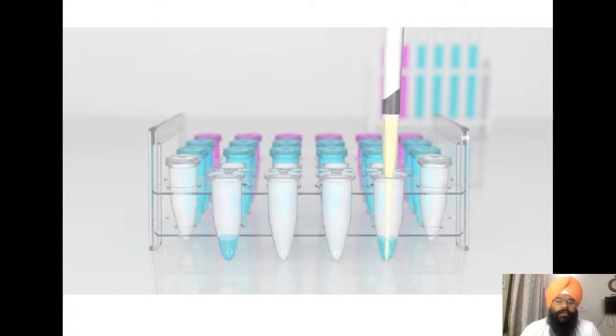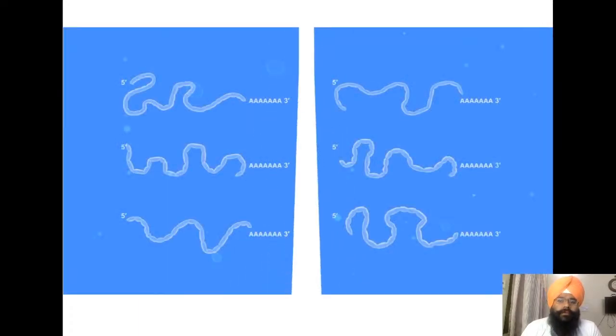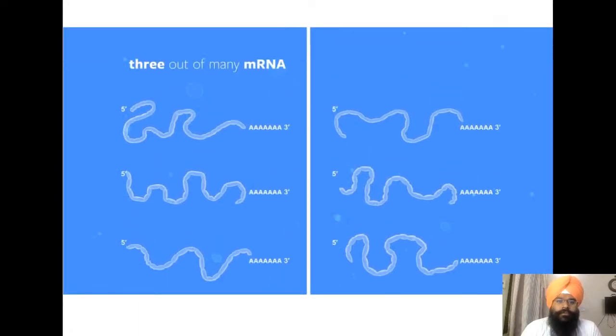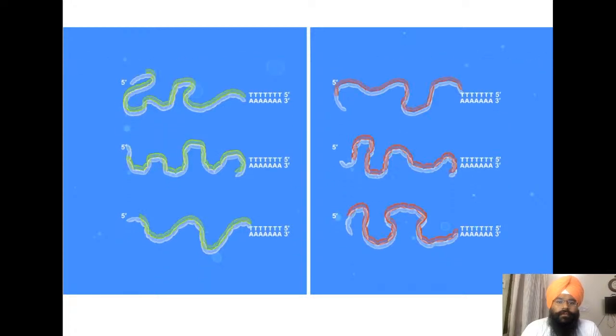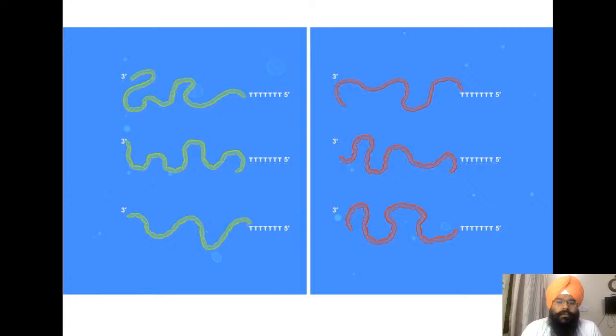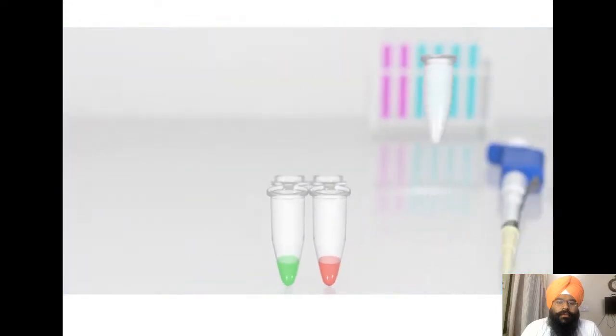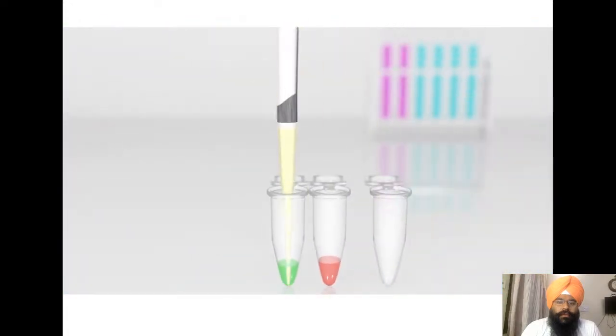Now, let's make the cDNA from the mRNA. Here we see three of the many mRNA molecules from each tube of cells. Each mRNA is converted into red or green-colored cDNA. When the colored cDNA is made, the mRNA degrades. Then we combine the red and green cDNA, mixing both colors into a single tube.